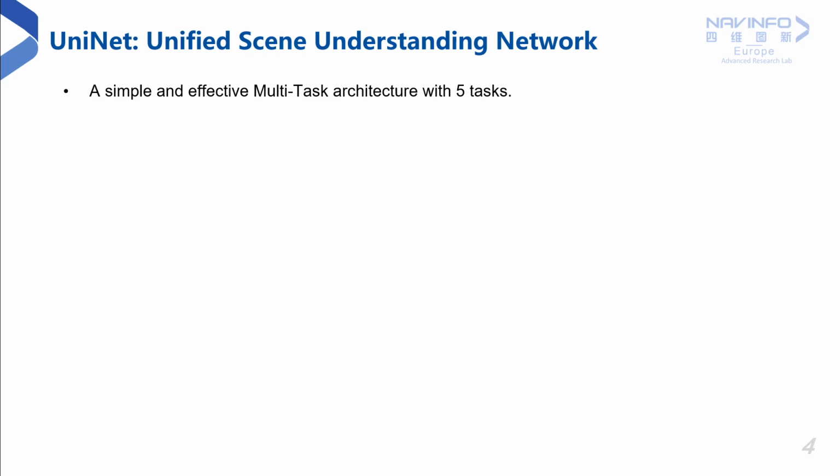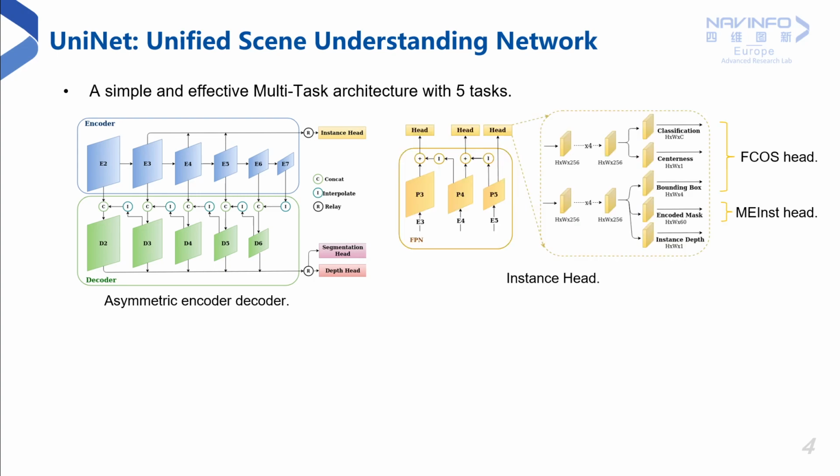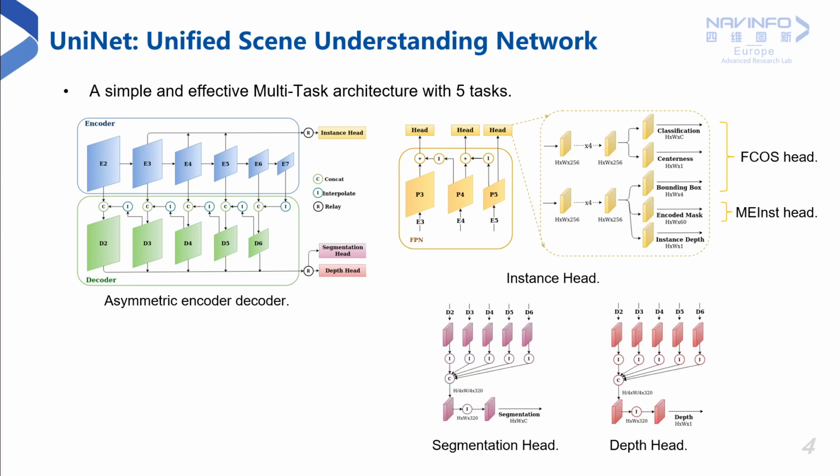Here we present the UniNet architecture. The encoder consists of 6 stages, while the decoder consists of 5 stages, resulting in an asymmetric encoder-decoder. The instance head contains FCOS object detection, instance segmentation, and depth per instance prediction. The segmentation head and the depth head have a similar architecture. UniNet is accurate, fast, energy efficient, and provides a framework to study multitask relationships.